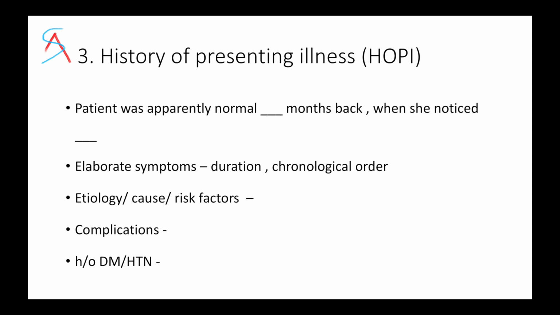So in the history of presenting illness, you always start by saying the patient was apparently normal this many months back or this many days back, when she happened to notice distension of her abdomen, and then you have to elaborate her symptoms and what the duration was. In chronological order you have to present. You then have to ask certain symptoms and certain risk factors according to a particular disease.